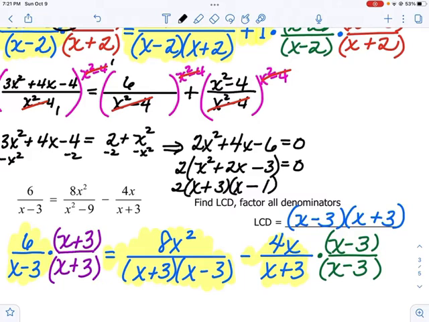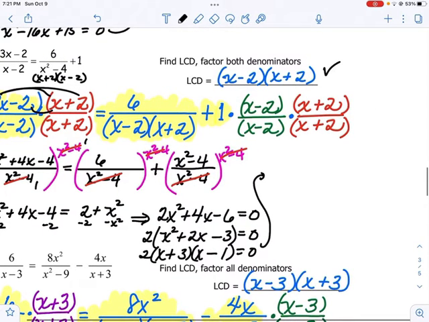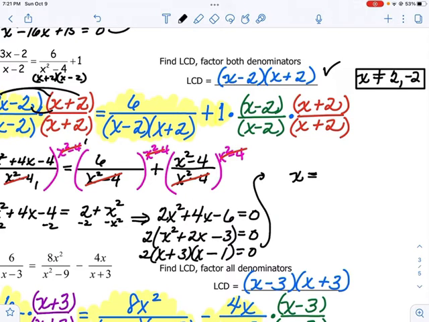And so now we haven't really talked about what our constraints are in here. Again, we kind of skipped by it, but x cannot be 2 or negative 2, okay? So we have those two. But when we look at our answers, we get solutions x is equal to 1 and x is equal to negative 3.